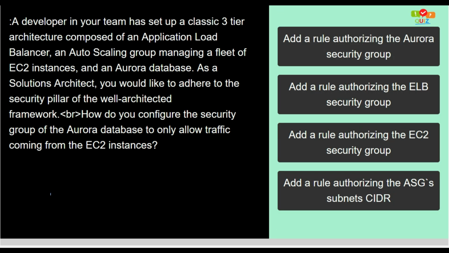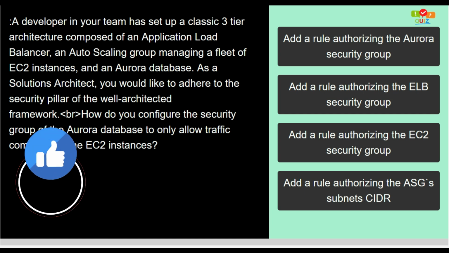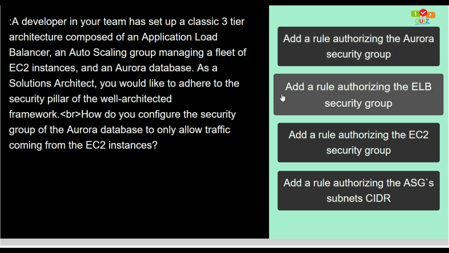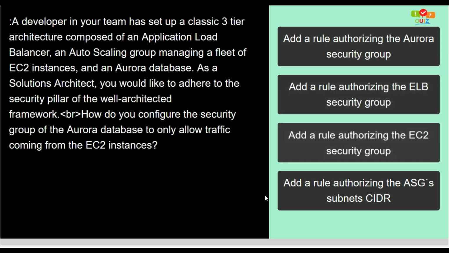Next question. A developer in your team has set up a classic 3-tier architecture composed of an application load balancer, an auto-scaling group managing a fleet of EC2 instances, and then an Aurora database. As a solutions architect, you would like to adhere to the security pillar of the well-architected framework. How do you configure the security group of the Aurora database to only allow traffic coming from the EC2 instances? So there are 4 options. Option 1 is this, option 2, option 3, and option 4. So 10 seconds, time starts now.